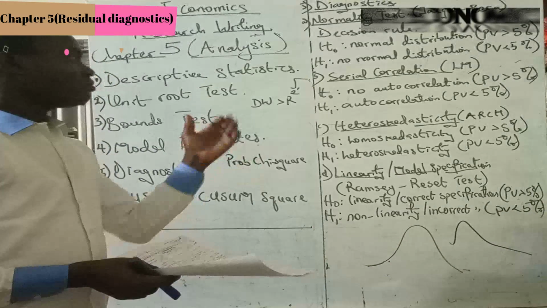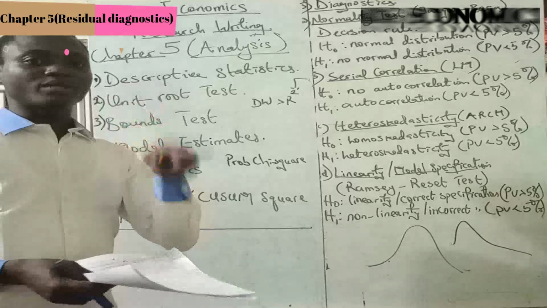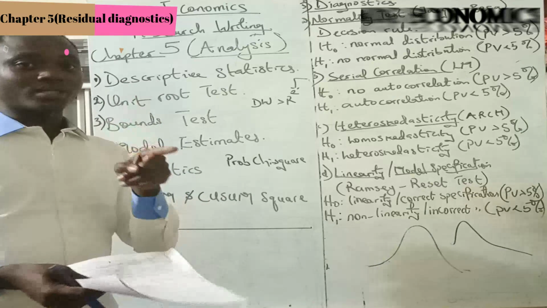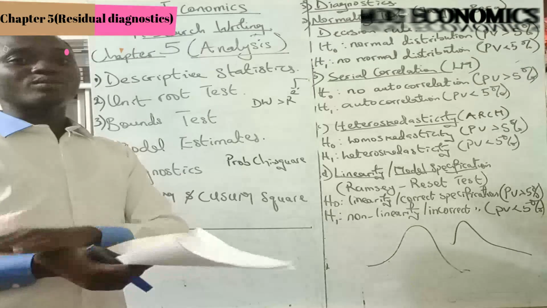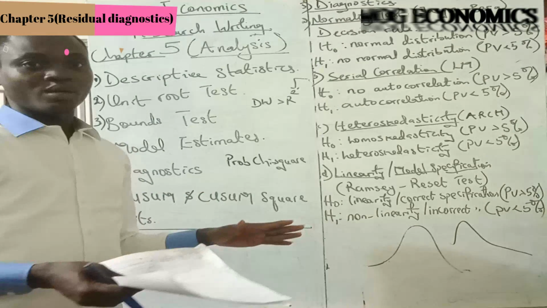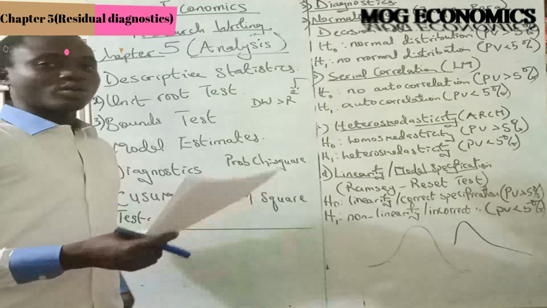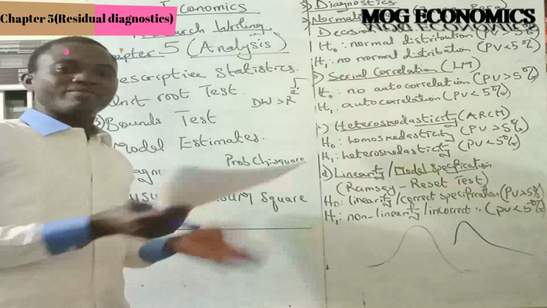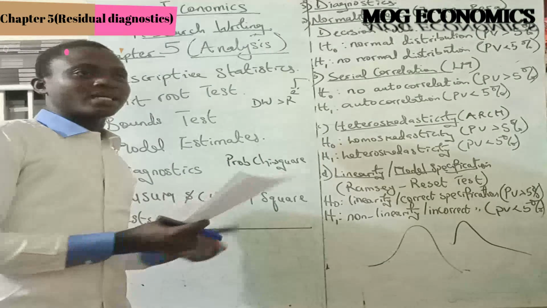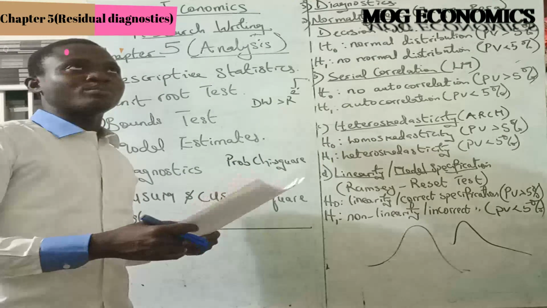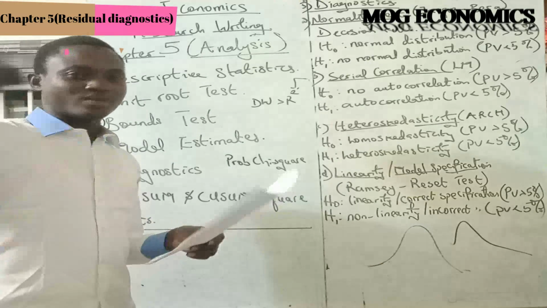So under this, if your p-value is greater than 5%, it simply means that your residuals are not autocorrelated. Now when you say autocorrelation, that means you have a residual, or some of your residuals, that can, how do I explain, predict another residual.